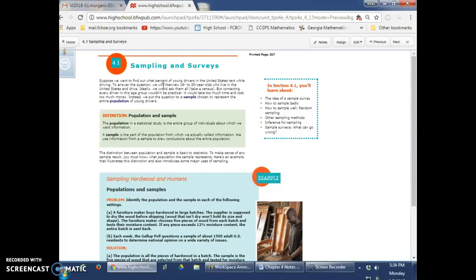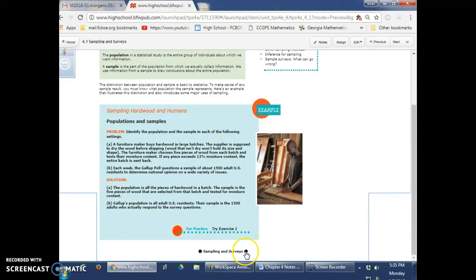So we need information if we're going to understand a population better. So a population is going to be the entire group of individuals about which we want information. So the population, we often refer to it as the population of interest because that is what we're interested in finding out about. The sample is going to be the part of the population from which we actually collect that information, and then we use that information to draw conclusions about the entire population. So I'd love for you to skim through some of this when you have time, just looking at some of the different problems here.